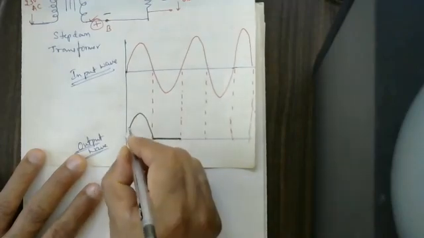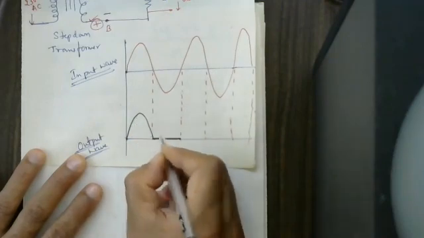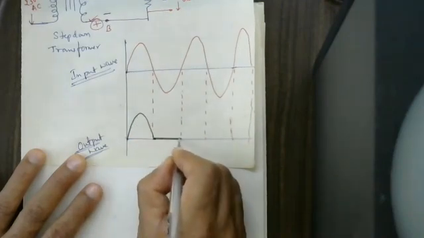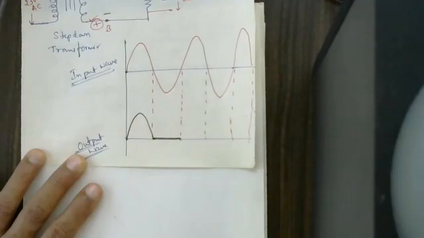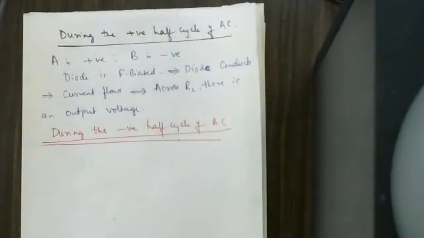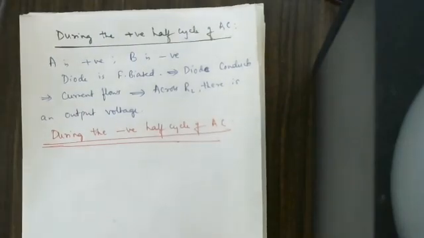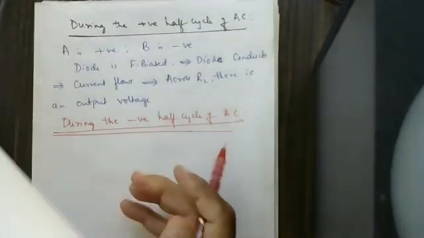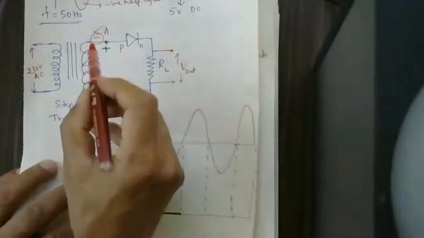Here there is a voltage, increasing, decreasing, but here there is no voltage. Voltage is equal to 0. Okay, that I am going to write here. Okay, during the negative half cycle of AC, what is happening?